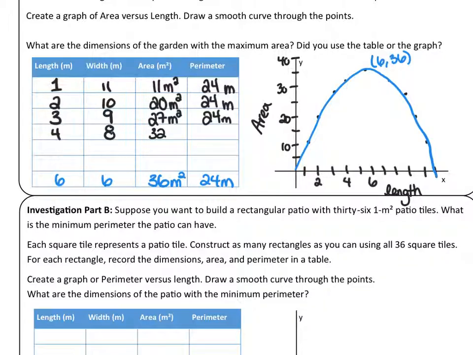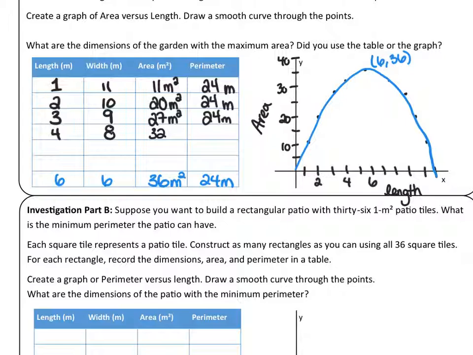And you'll notice that using the table, you get that 6 by 6 gives us a maximum of 36 meters squared. Or on the graph, you get 6 and 36 is the maximum. So you know that 36 is the maximum area.